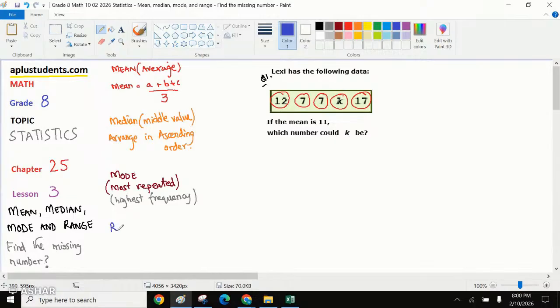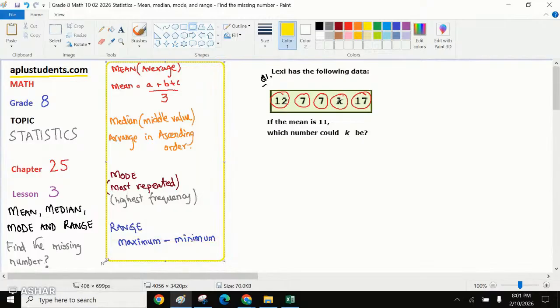And the range, let's look at the range. The term range means the maximum value minus the minimum value. Okay, so we just recalled the information that we did in the last class, and we now know what the mean, median, mode, and range are. So let's look at the first question.